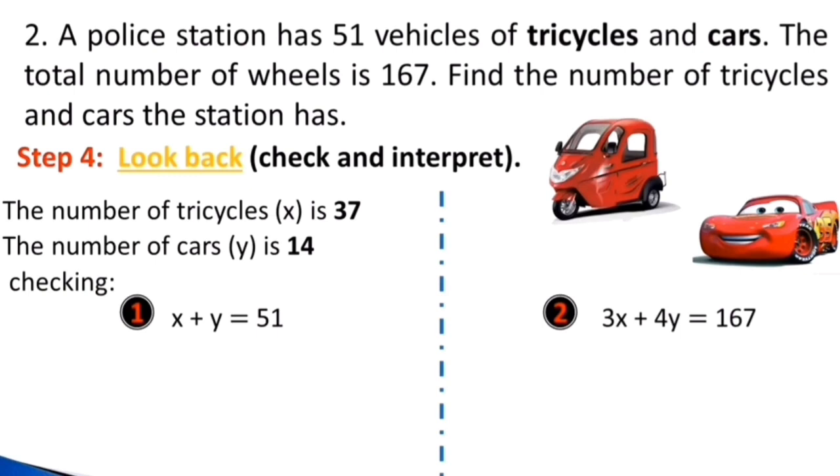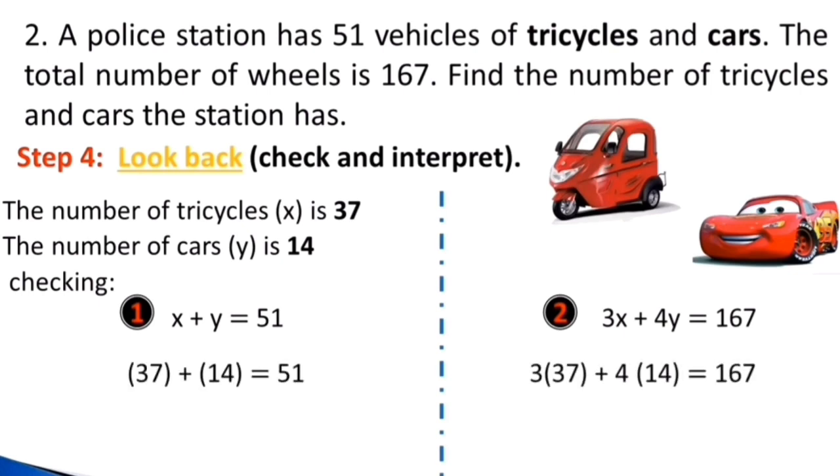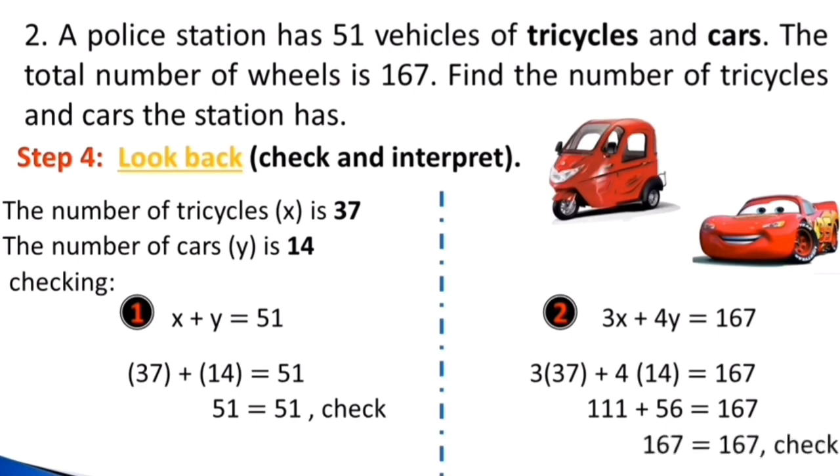So since the number of vehicles is 51, 37 plus 14 is 51. Since the sum of the wheels is 167, 3 times 37 plus 4 times 14. Okay, simplify everything. So 51 equals 51, check. Then let us do further simplification here. Then it turns out that they are the same.